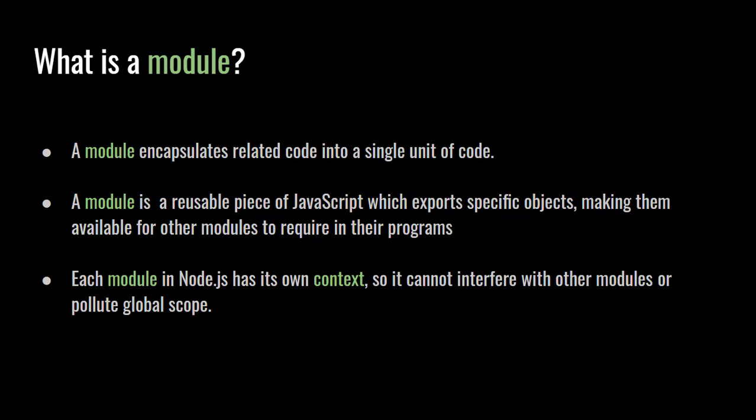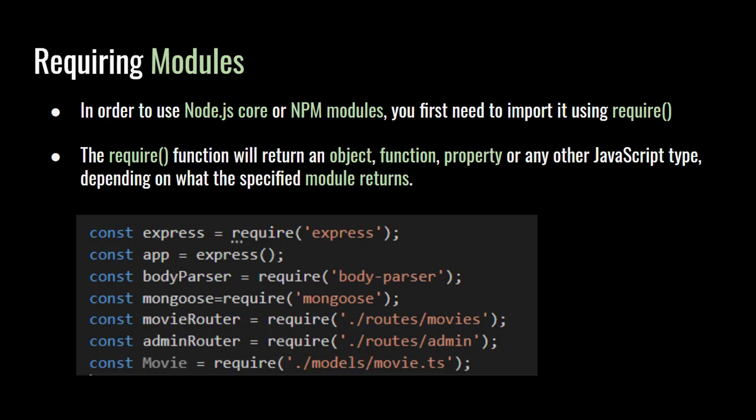So each module in Node has its own context, as we said, so it doesn't interfere with other modules and doesn't pollute that global scope. That's so important to remember, that this is a way of protecting that global scope. Because Node.js, in fact, has its own global variables, so we don't want to be overwriting those. So if we want to bring the module into our program and we want to include it, we have to use a special keyword, and the keyword is called require.